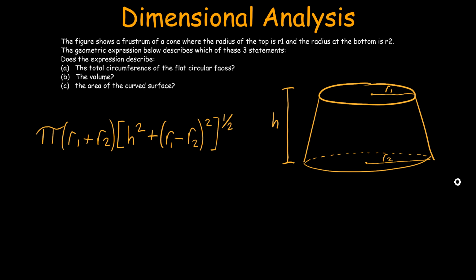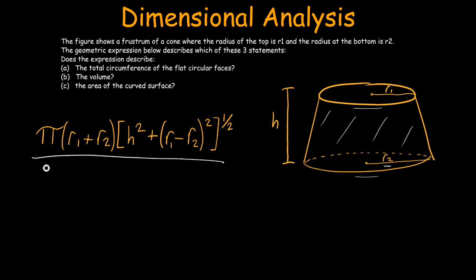So our first question is asking, the figure shows a frustum of a cone where the radius of the top is r1 and the radius at the bottom is r2. The geometric expression below describes which of these three statements? Does the expression describe the total circumference of the flat circular faces on the top and the bottom? Does it describe the volume? Or does it describe the area of the curved surface?